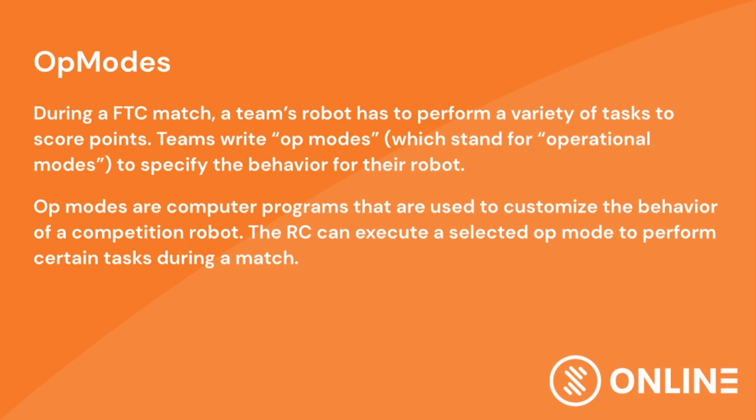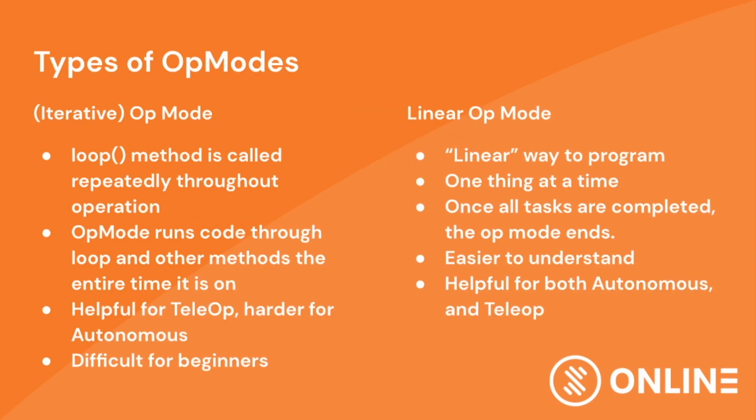And earlier, I showed the driver station phone. That's the place where you can execute your autonomous programs and your teleops, each of which have their own OpModes. So there are two main types of OpModes. There's something called an iterative OpMode and a linear OpMode.